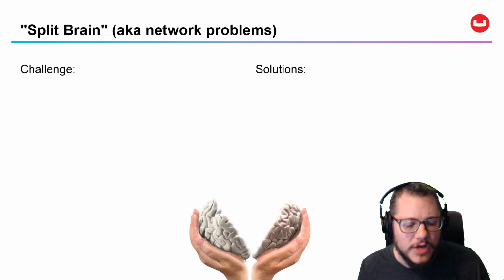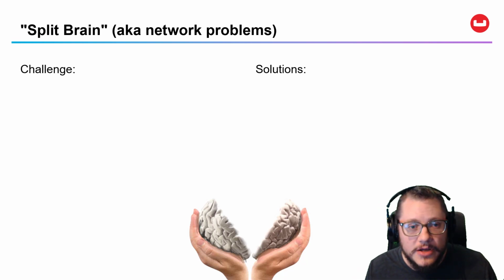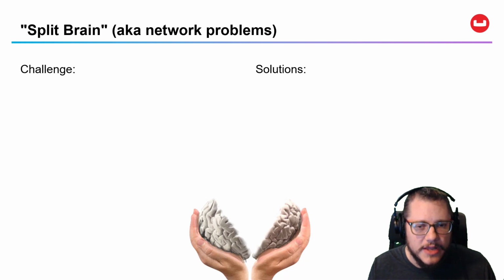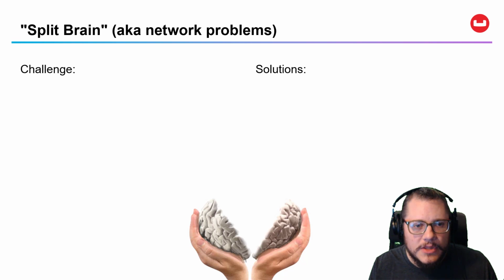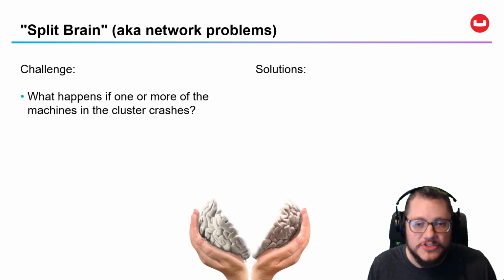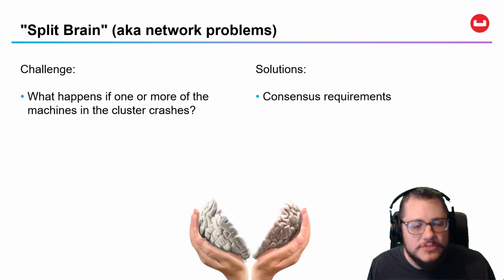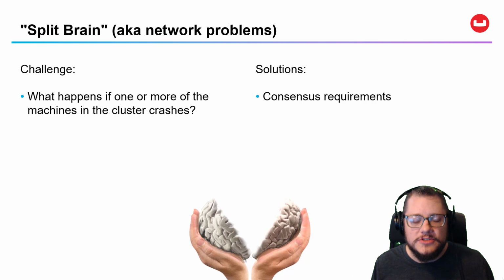So this is a network problem. If a network cable gets unplugged or something goes wrong with the networking where not all the machines in the cluster can be reached, what happens if one of the machines in the cluster crashes? So the solution to this is a consensus requirement. For a given transaction, what's an acceptable number of nodes for the operations and replicas to persist to?